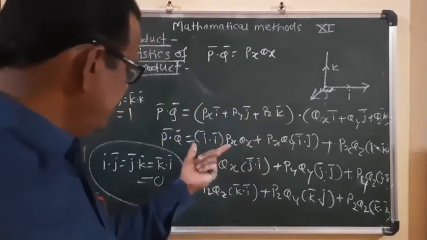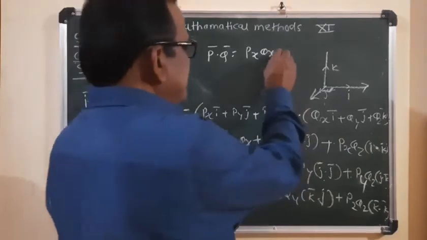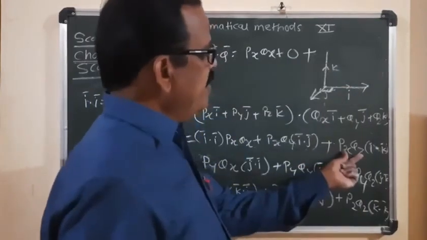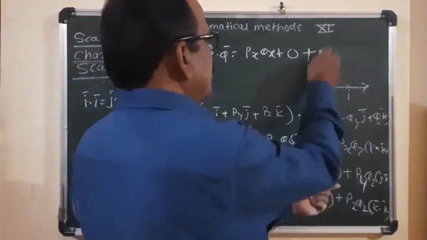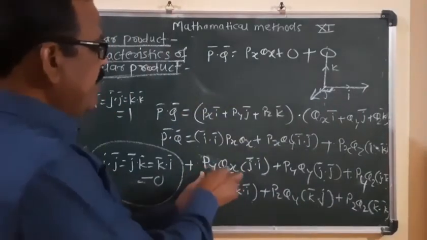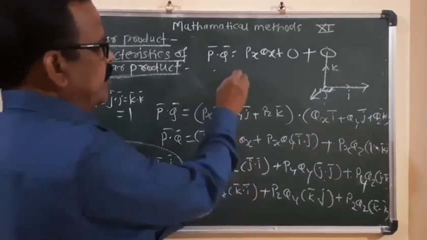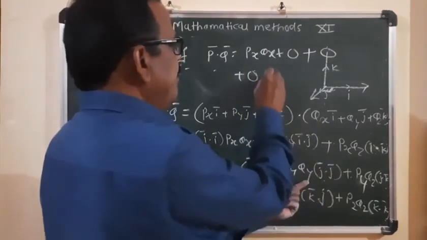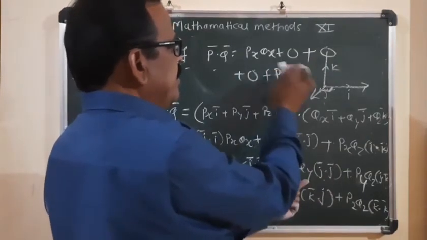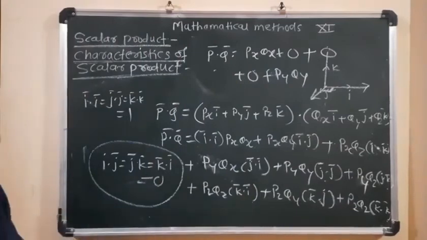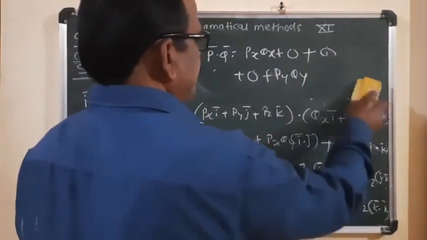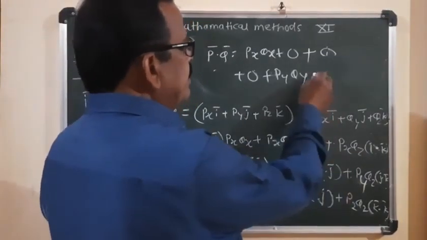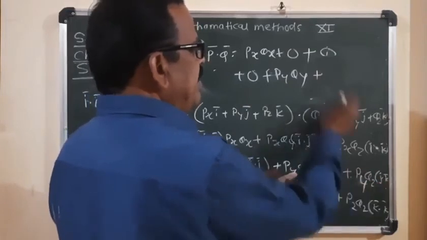Therefore, we write this term plus I bar dot J bar, 0, plus Px Qz I bar dot K bar, 0. Next, Py Qx J bar dot I bar, 0. Py Qy J bar dot J bar, 1. Therefore, plus Py Qy, plus Py Qz J bar dot K bar is equal to 0.